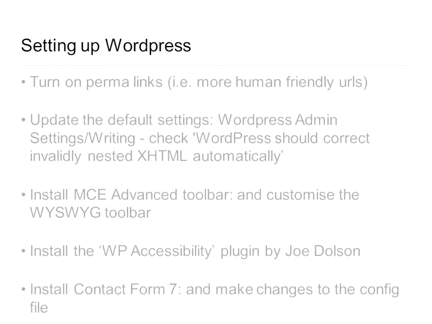I installed some plugins. I installed one called MCE Advanced Toolbar, and that allows me to customize the WYSIWYG toolbar, which is probably the most important thing when people are updating pages. And again, I'm going to look at that. I installed WP Accessibility, a plugin by Joe Dolson, and I install that on every single website that I ever set up. It's a great plugin, and again, I'll have a look at that.